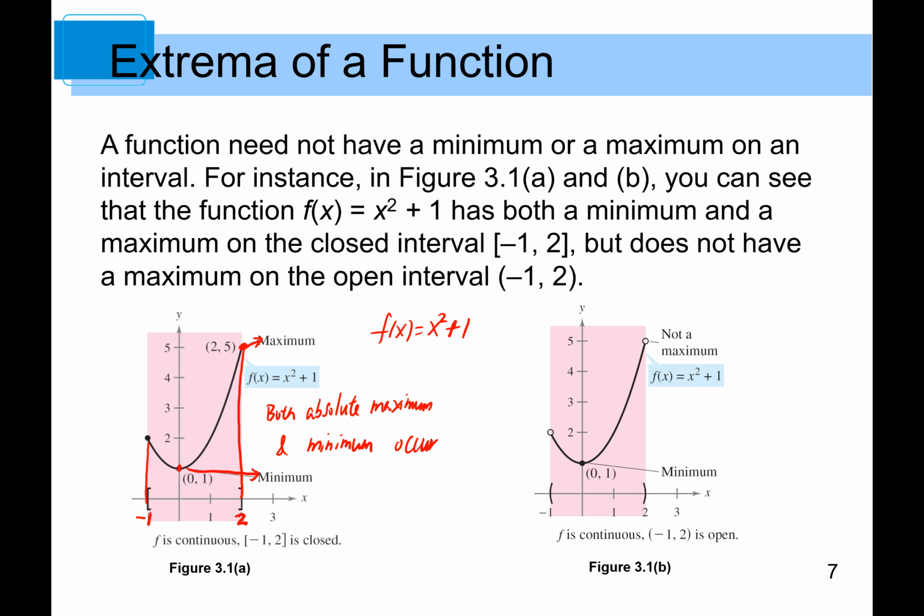If you look at the graph on the right, now it's on an open interval, meaning we're not including endpoints. That's why we have a circle on the endpoint. You can see we only have a minimum, which occurs here at (0, 1). So no maximum, only an absolute minimum occurs. That's the difference between an open and a closed interval.